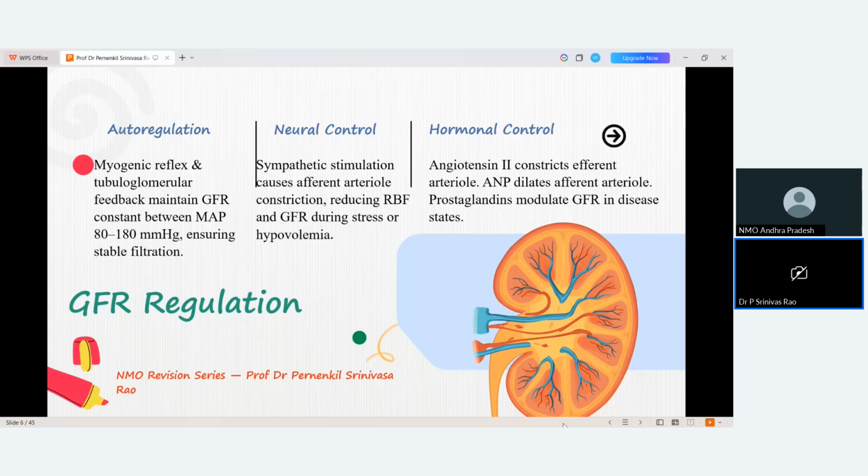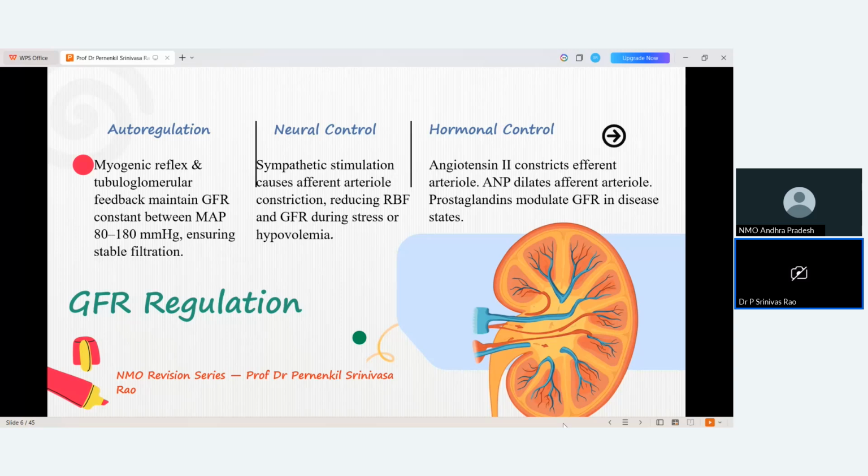Normally GFR is constant between a mean arterial pressure of 80 to 180 millimeters of mercury because of these two. I'll be telling how. Though it is 84 or though it is 174, I told you if there is an increase in the blood pressure, there is an increase in the GFR. But in this range, there will not be any increase because of the auto-regulation.